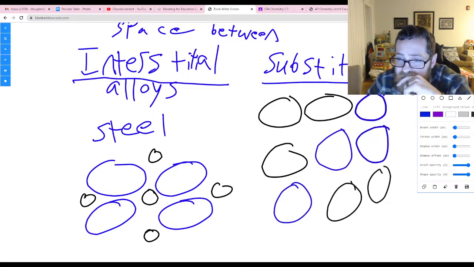Let's fix that. Oops, sorry. Substitutional. That's pretty much it for alloys, as far as alloys are concerned.